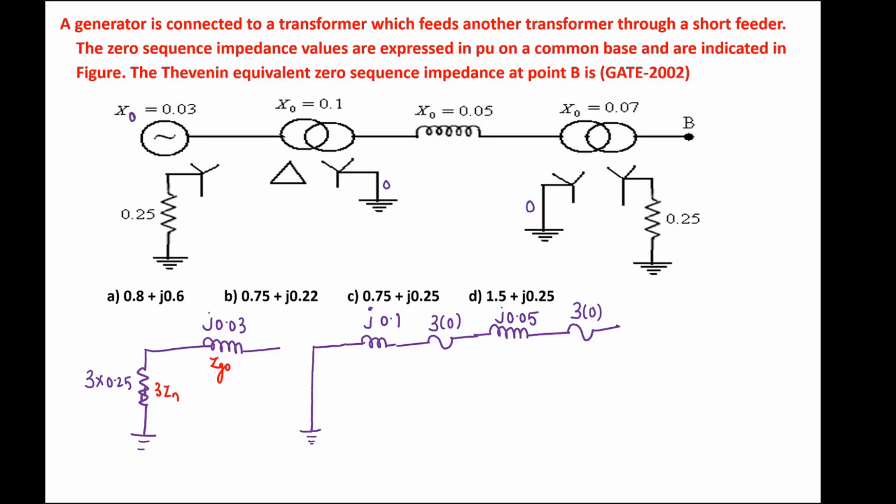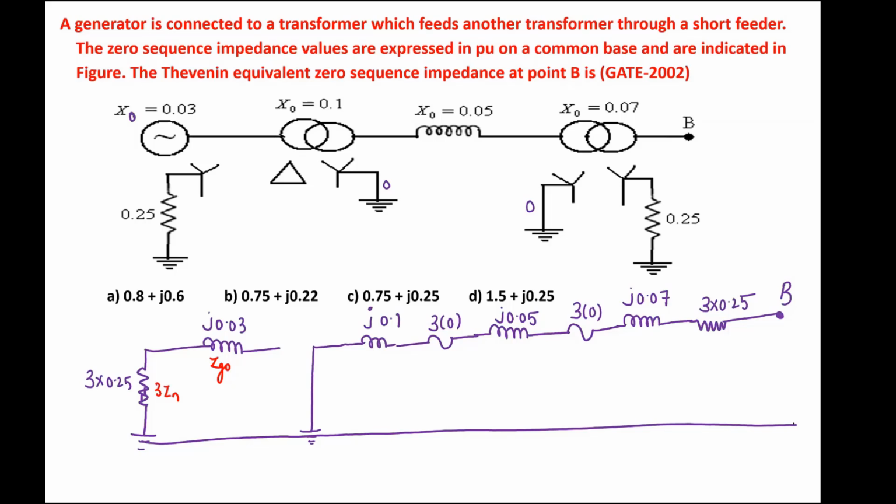Again you have the equivalent transformer impedance whose value is J 0.07. How is the secondary connected? The secondary side of the transformer is star connected and grounded. So we have to close the series switch with 3 times the neutral grounding impedance, that is 3 into 0.25. So this is your point B, and all neutral ground points are connected like this. So this is your zero sequence network for the given single line diagram.